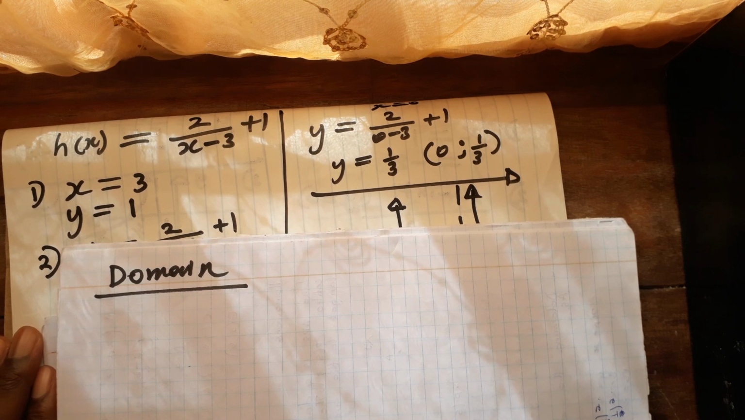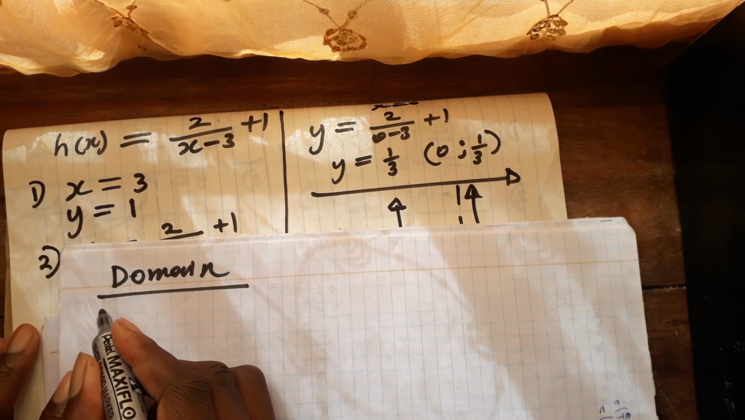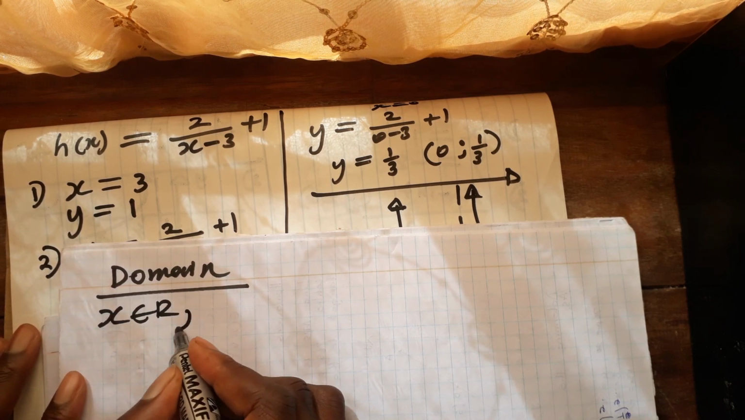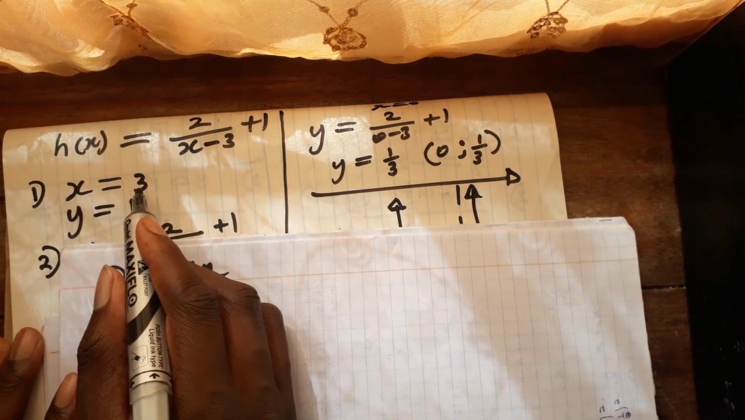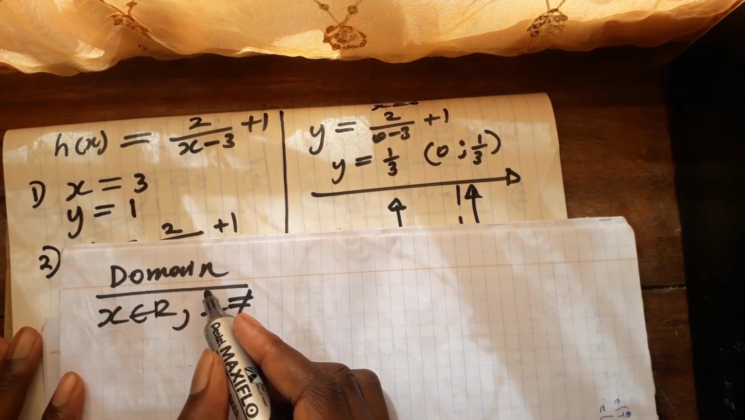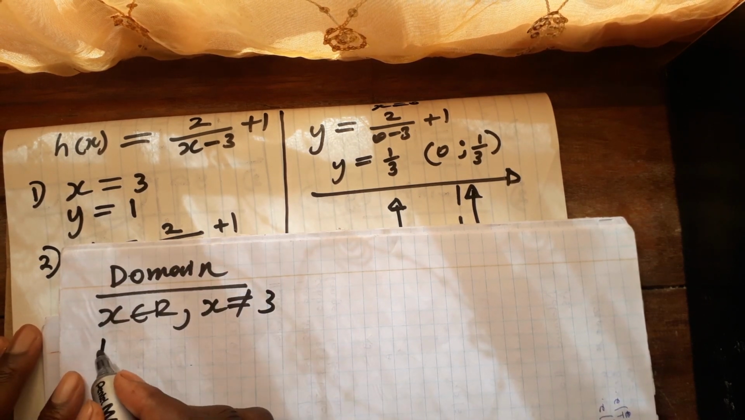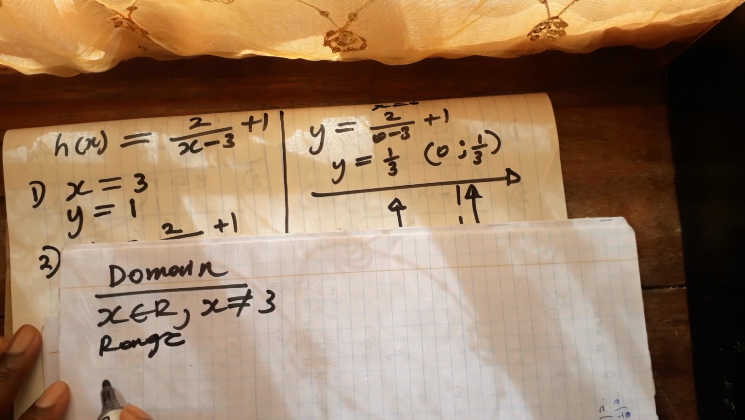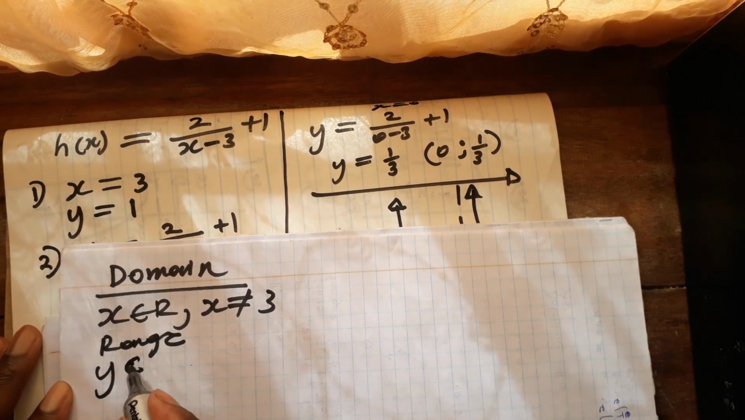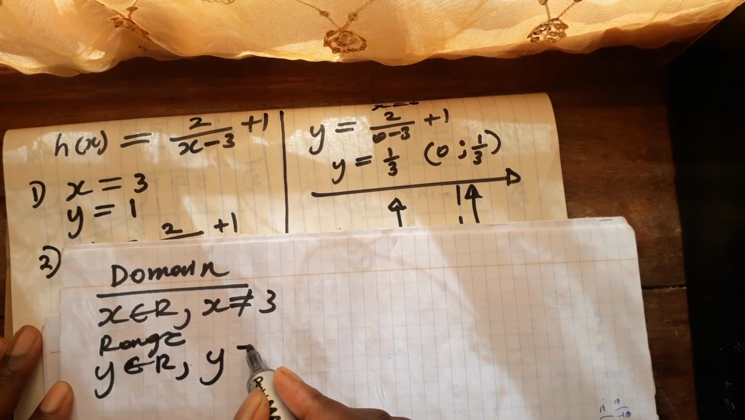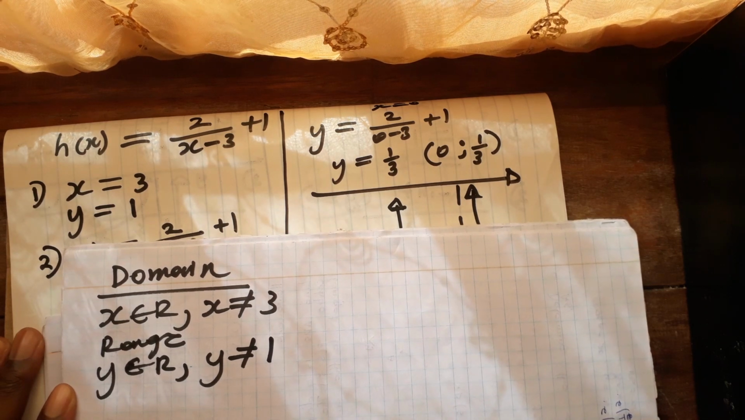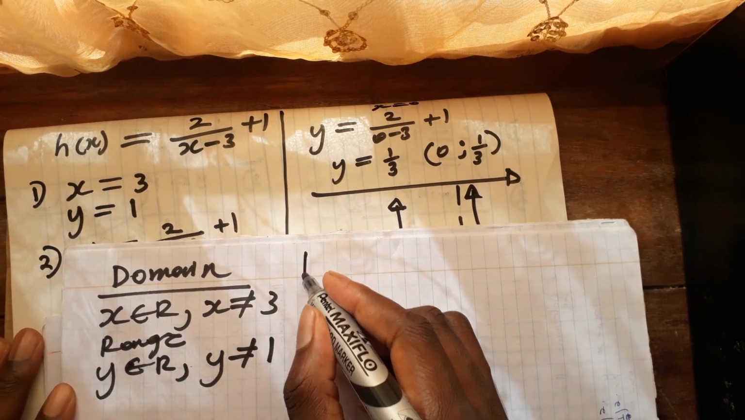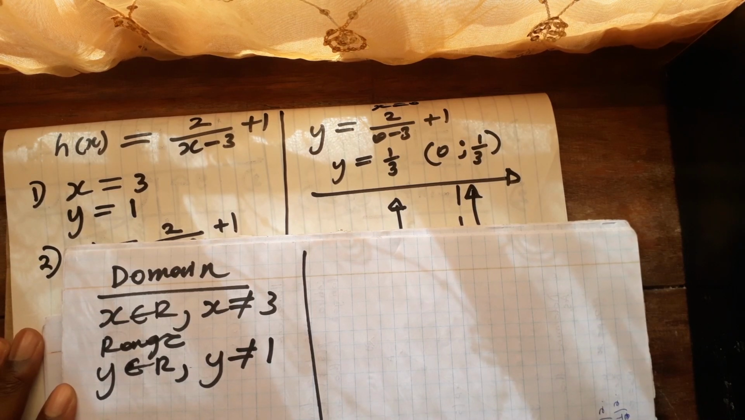You already know that for domain and range, we must use the asymptotes. So the domain is going to be x is an element of all real numbers, but x is not equal to the vertical asymptote, which is 3. And then the range, y is an element of all real numbers, but y is not equal to 1, which is the horizontal asymptote.